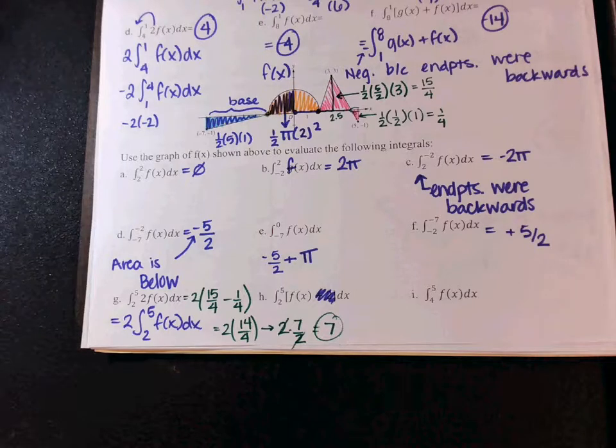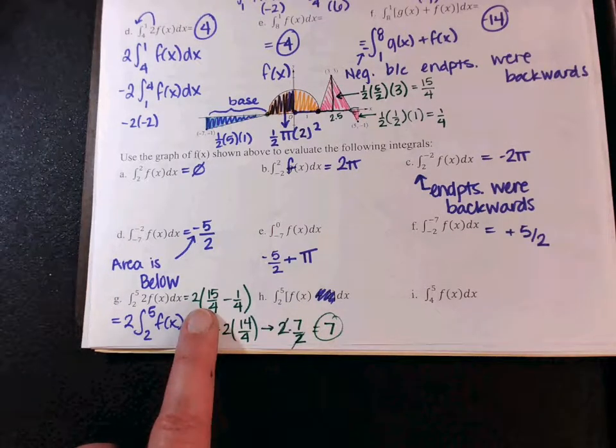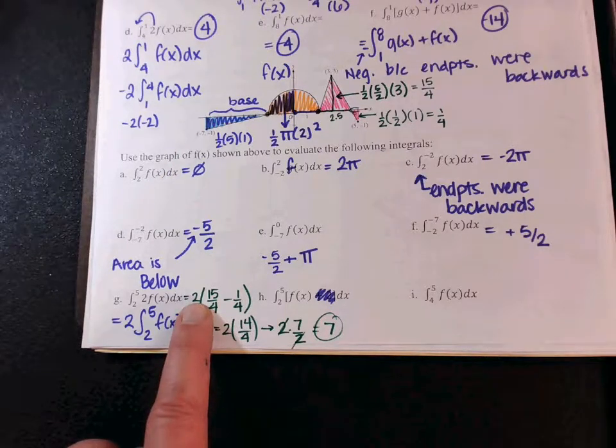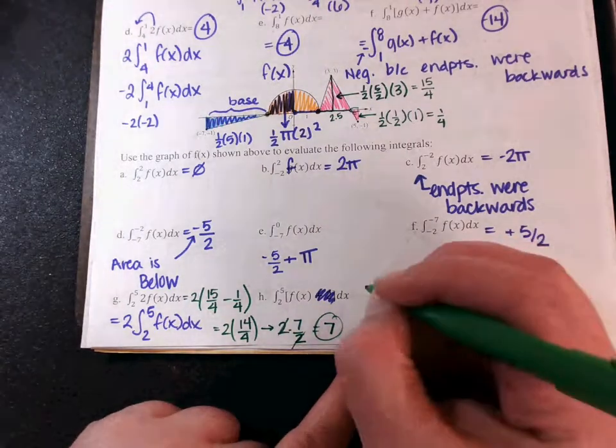Look at letter H. I want to go only from 2 to 5 of f of x. Okay, we just did that. What is different about this one and this one? This one has a 2 in the front, right? So if I take the 2 away, how much was just the area part? It would just be 7 over 2. Very good.